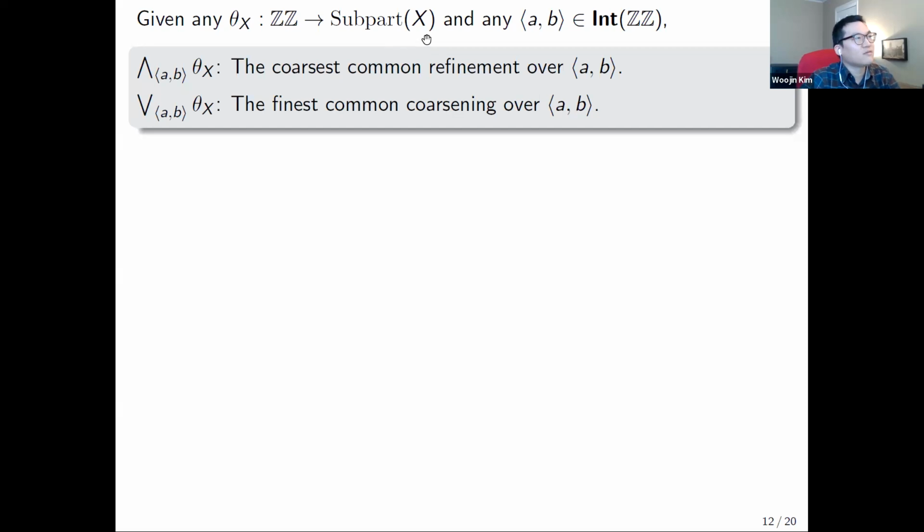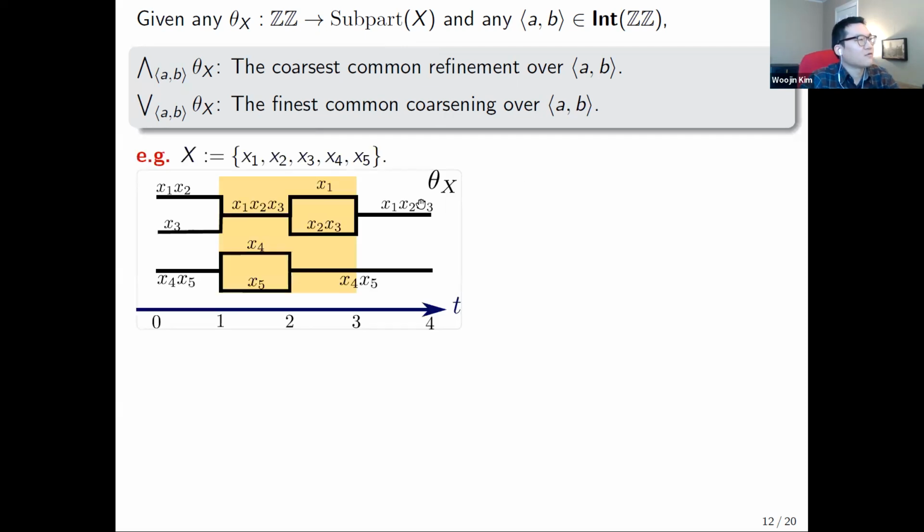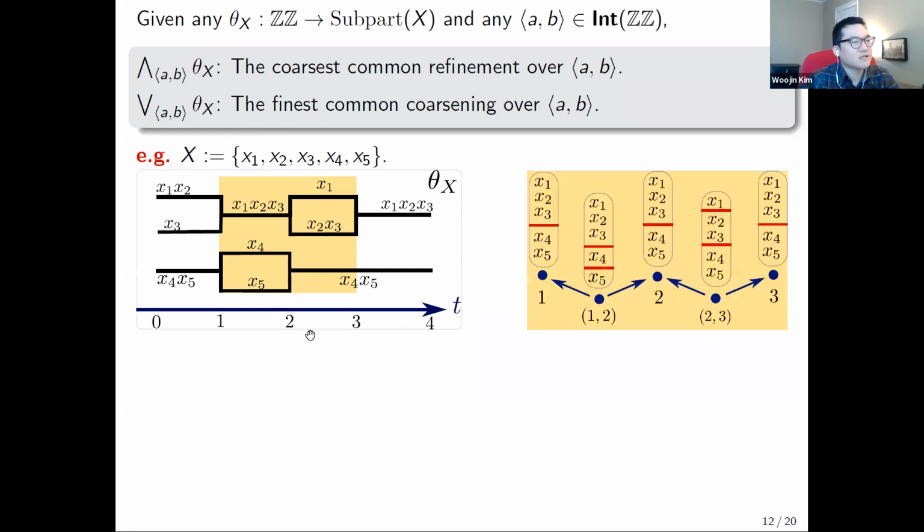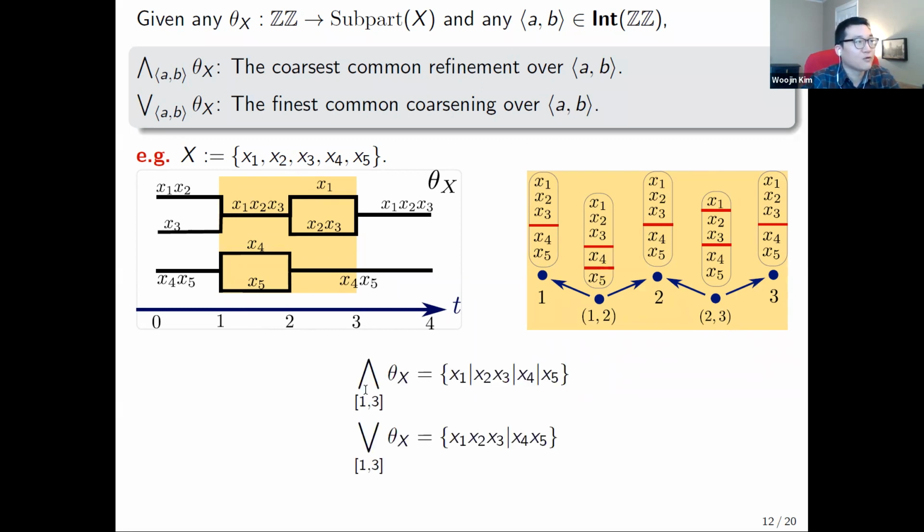Now, suppose that we have a formigram and we have an interval, and then we can compute the coarsest common refinement over that interval and also the finest common coarsening over that interval. For example, if we have these 5 points and a formigram over these 5 points, when we zoom in on this closed interval from 1 to 3, we have this zigzag persistence of partitions. When we compute the coarsest common refinement, we have this 4-block partition. And when you compute the common coarsening of this zigzag diagram, then you can find that this 2-block partition is the common coarsening.